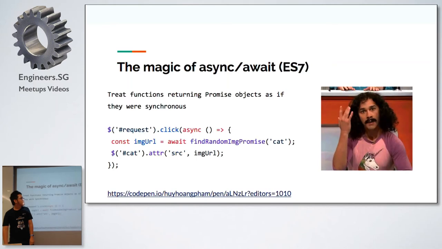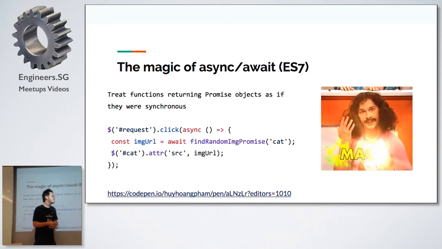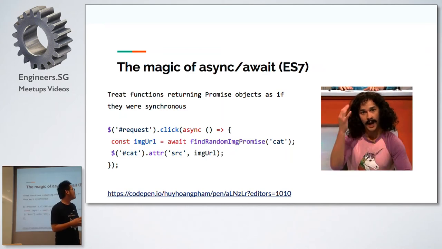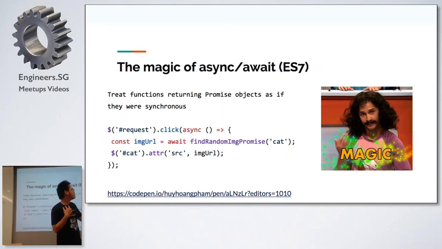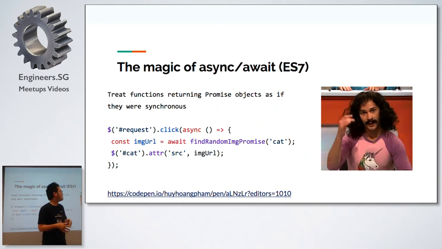So the next thing is the magic of async await. Why do I call it magic? Because if you read the property, each function returns a promise as if they were synchronous. So we are writing asynchronous code, but the code looks like synchronous.